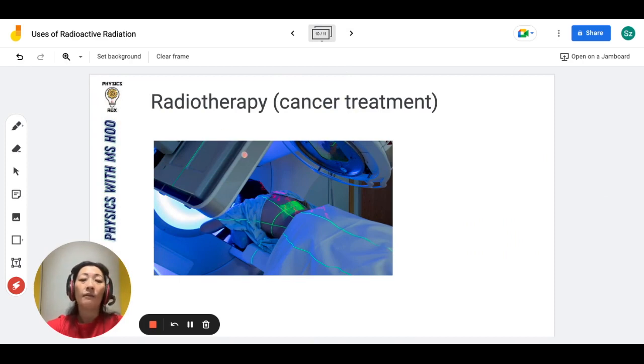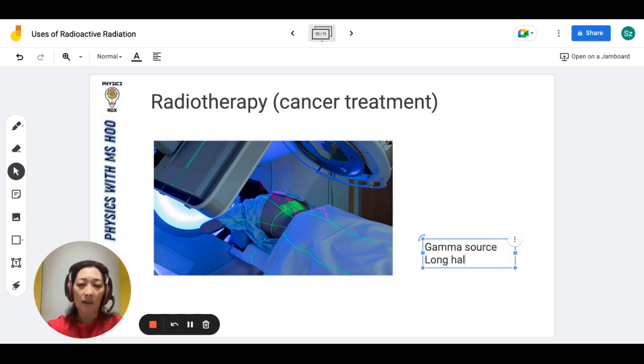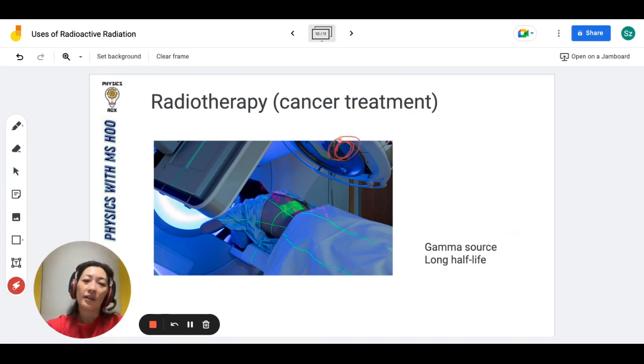For radiotherapy, we would normally use gamma radiation because gamma radiation has an energy level that's high enough to kill living cells. So we focus the gamma radiation onto the tumor to kill the cells. For this, we definitely need a gamma source because alpha and beta are not strong enough to kill the cells. So gamma and a long half-life, because again, we don't want to keep changing the radioactive source inside the machine, so that we can use this machine for a very long time without having to replace the radioactive material.